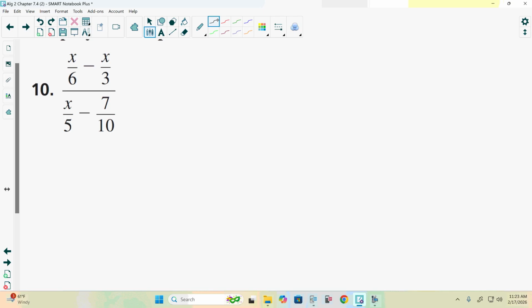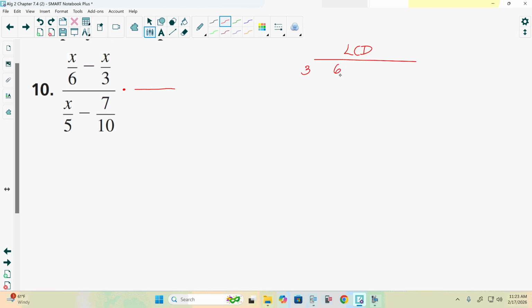Guys, let's look at this here. x over 6 minus x over 3 all over x over 5 minus 7 over 10. Now again, we want to do the same thing. Even though we're looking at 4 numbers, we're not looking at 4 expressions, it still works the exact same. If we can find the least common denominator, the first number that we can turn 6, 3, 5, and 10 into, we can see what we need to multiply the top and bottom of this expression by to get the fractions to go away.